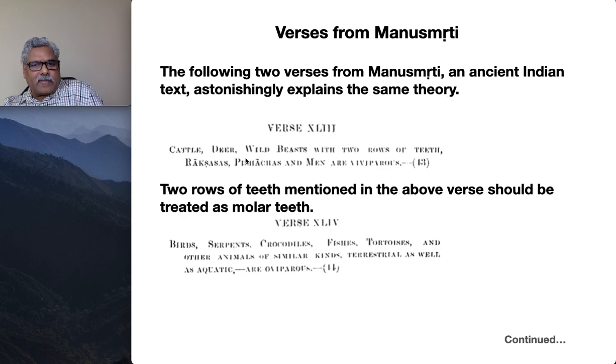So what it says is cattle, deer, wild beasts with 2 rows of teeth, Rakshasas, Pichasas, and men are viviparous. So that's what their gestation grows the fetus inside the body. That's what it's saying. I'm surprised to see that they divided the animal kingdom into two parts and then said teeth are the one that separates species, not the way they tender to their newborn, giving milk, mammary glands or something, but they chose to use teeth as the one that differentiates.